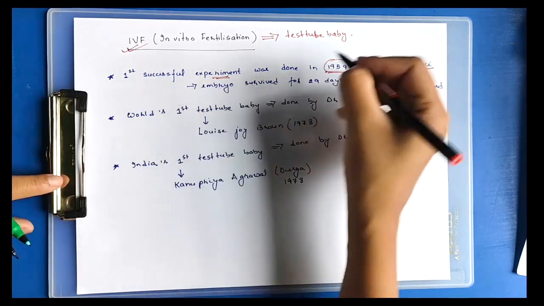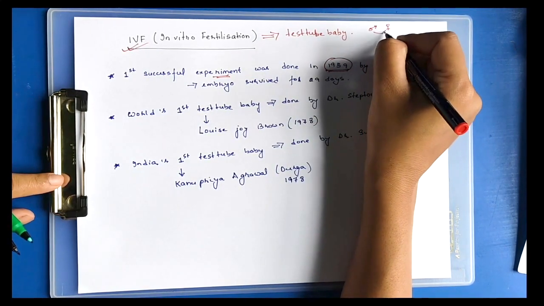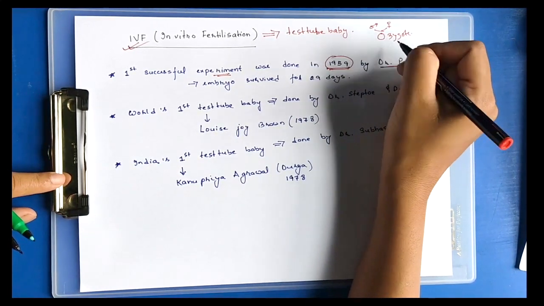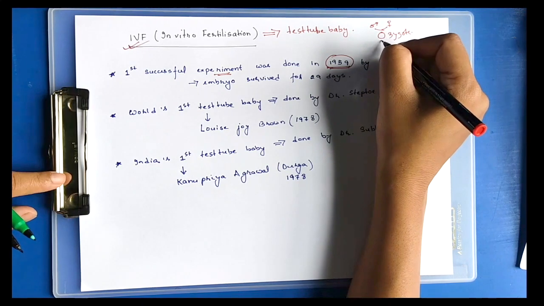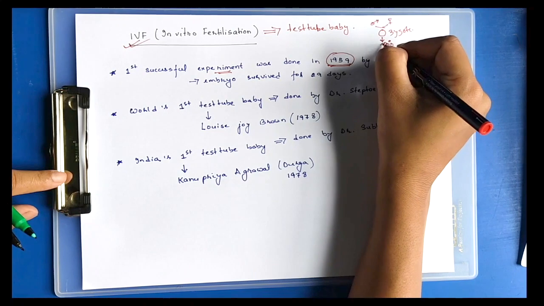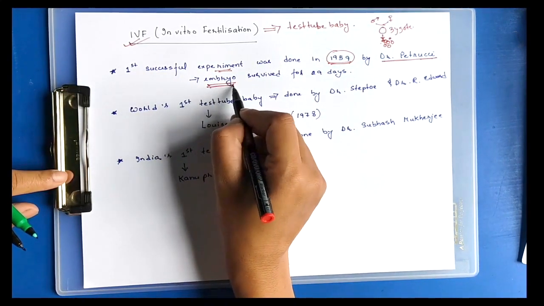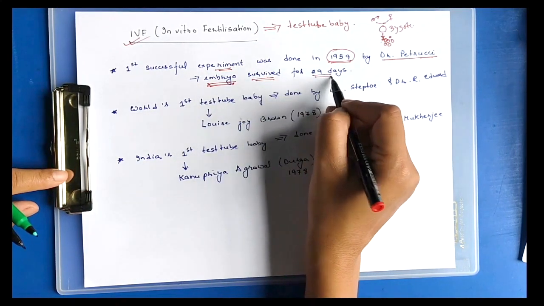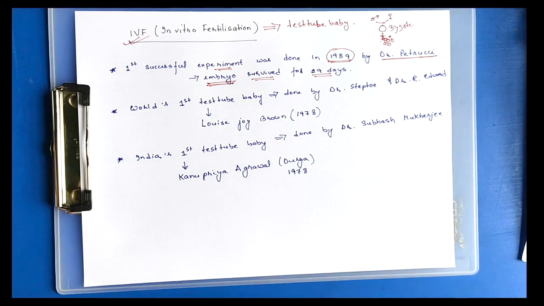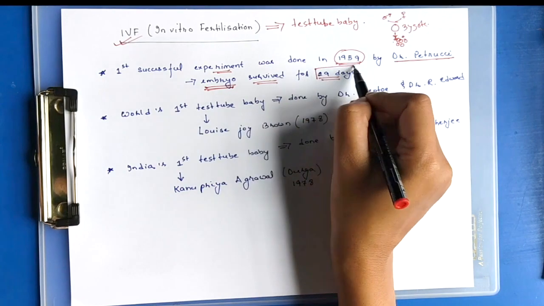When male gametes and female gametes come together and fuse together, they form a zygote. The zygote is a single cell, and it will undergo divisions to form an embryo. The embryo which was formed survived for only 29 days.